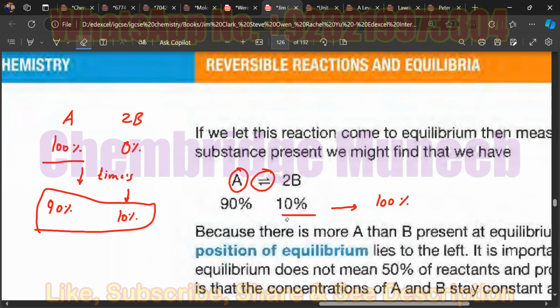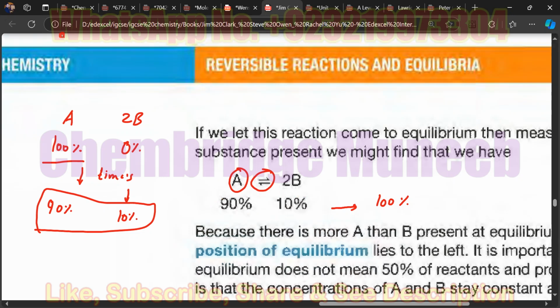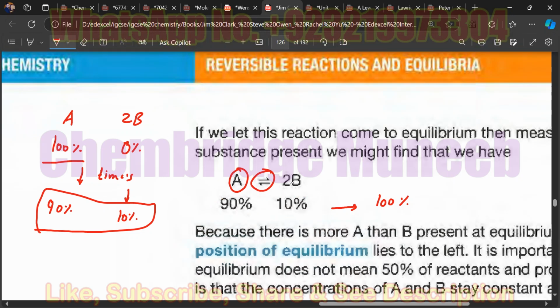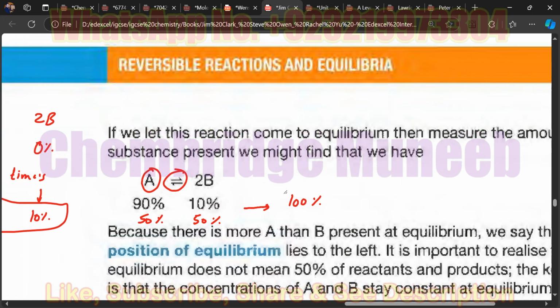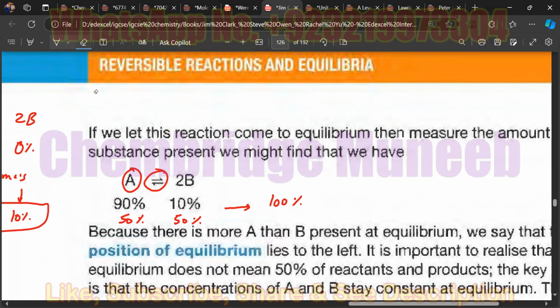It doesn't mean that A should be 50% and B should be 50%. That is not the requirement of the equilibrium. The requirement of the equilibrium is that both the reactions are occurring at the same rate, but it doesn't mean that their values are the same. Is that clear? Yes, it's clear.